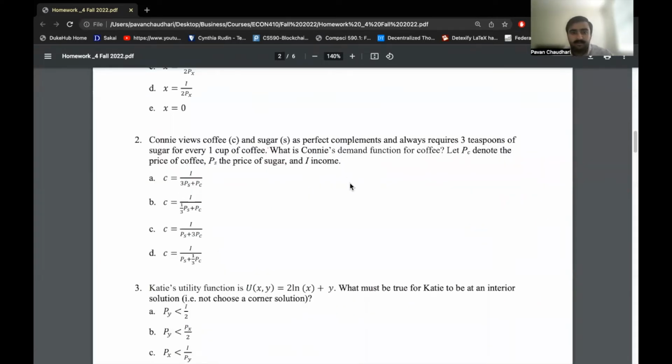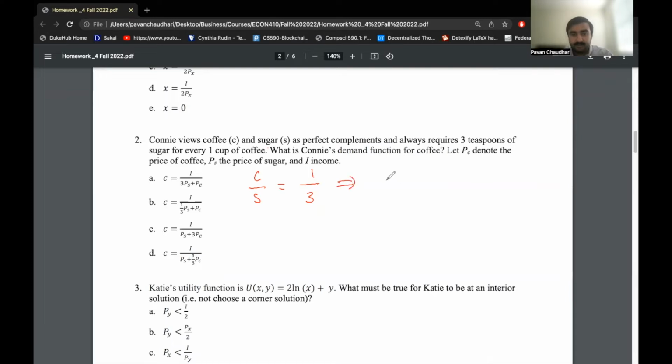Okay, so for problem number 2, this is a perfect complement situation. Since it's perfect complements, we're going to have to do it a little bit differently because we can't take the derivative of this utility function. So instead, we start by setting up the ratio of C to S. Notice this is not the same thing as change in C over change in S, which would be the MRS. We don't have that here. Instead, C to S tells you how many C's you need at the same time as you need S's. In this problem, we need 1 coffee for every 3 sugars, so our ratio of C to S should be 1 to 3.